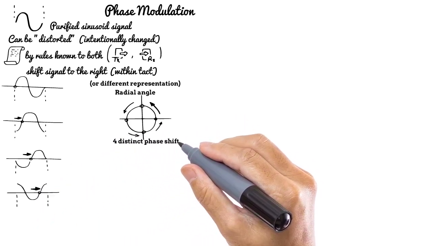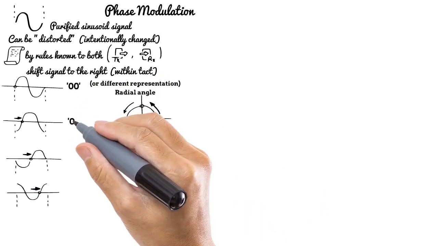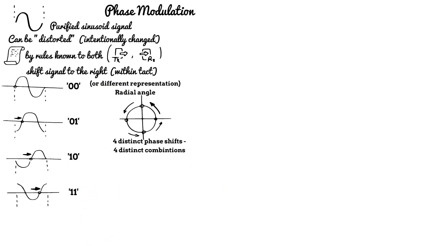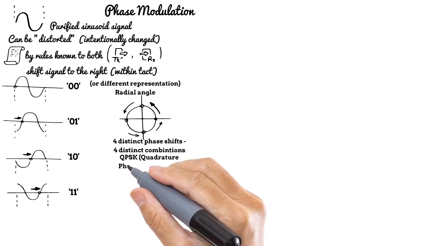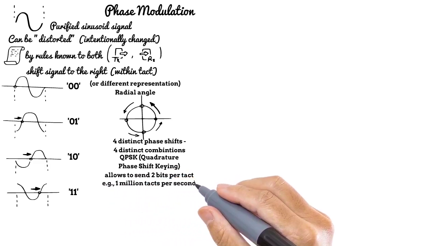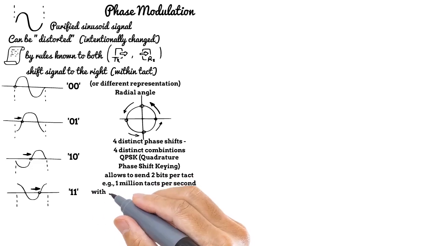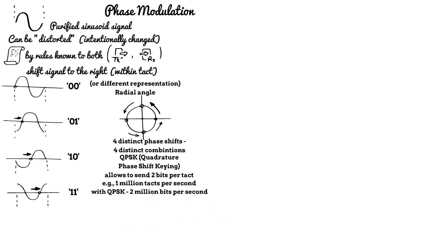4 distinct phase shift states allow sending 4 distinct combinations of 2 bits: 00, 01, 10, 11. Such modulation, allowing to send 2 bits per tact, was named QPSK, Quadrature Phase Shift Keying. This is an example of using properties of analog signal transmitting to map more digital data. If you have 1 million tacts per second, with 1 bit sent per tact, you have 1 million bits per second throughput. With QPSK modulation, you increase throughput twice, in our example up to 2 million bits per second.